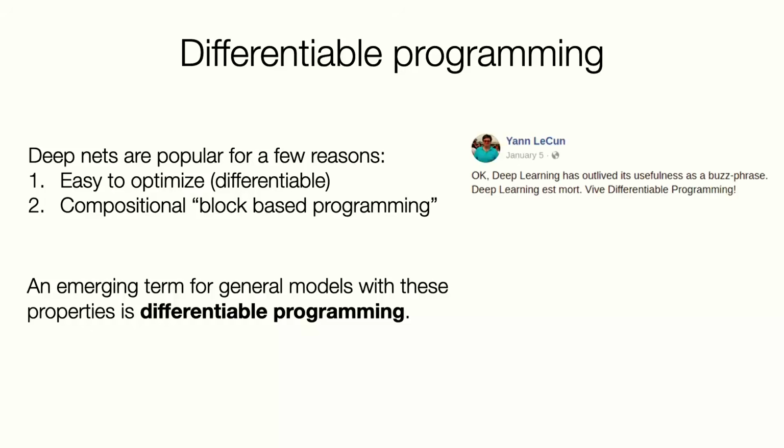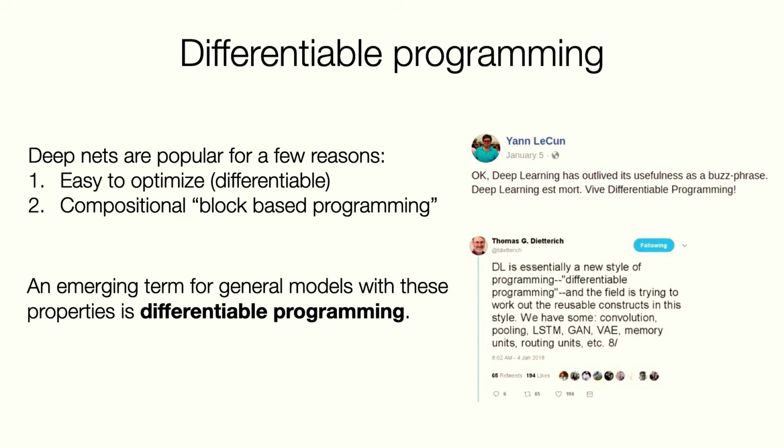These tweets are a bit old now, but I still think they're funny. Yann LeCun said, "Deep learning has outlived its usefulness as a buzz phrase. Deep learning est mort. Vive differential programming." Essentially, even years ago, this was kind of like, maybe this is the new buzzword for what we're talking about here. Tom Dietterich, who is significantly less splashy in his tweets, said that deep learning is essentially a new style of programming, differential programming. And the field is trying to work out what the reusable constructs in this style are.